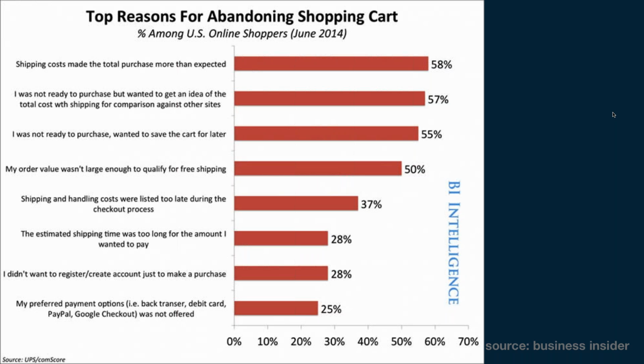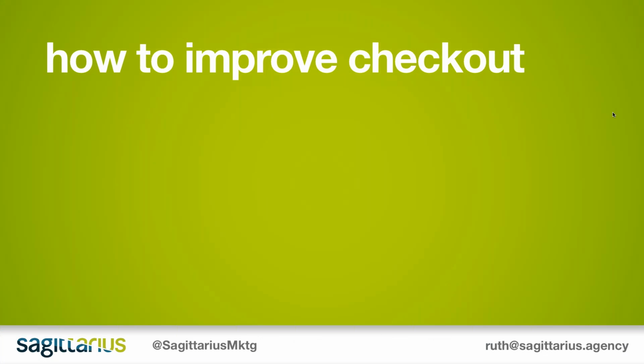Now, I can certainly say that I've pulled out from a basket before because of that reason. Or potentially another one that caused 50% of drop-offs was my order value wasn't large enough to qualify for the free shipping. And 25%, my preferred payment method or option was not offered. So these are just some examples of the information that you might even get from the analytic reports that you start to put on the site and gather the insight from. But these are the things that you should be considering when looking at your checkout process. And how you can improve checkout.